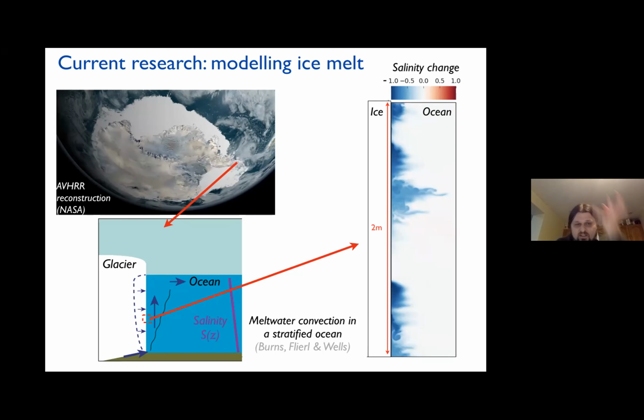So does it all rise up to the surface, such as we saw in our cups of water at the start? Or can you have more complex circulation, which could have key impacts for how you change the ocean structure? So I'm going to show you a simulation in a second that comes from a very idealized setting where the salinity is varying with depth over a scale of a few meters.